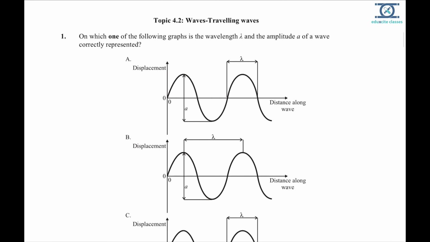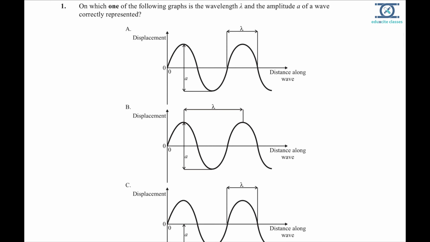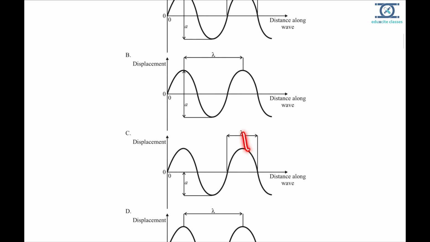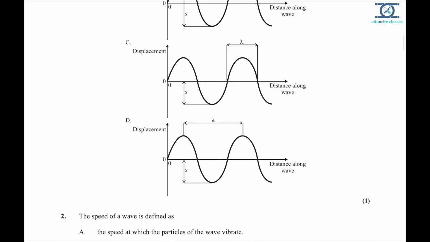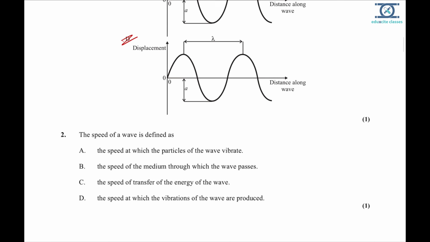Now for point 2, which is your traveling waves. Which of the following graphs shows the wavelength and amplitude? Again, it's quite easy. Wavelength is the one complete distance of one complete wave. So this is wavelength, yes. This is not, this is not. But amplitude is again from mean position to the maximum. So option D is the right answer.